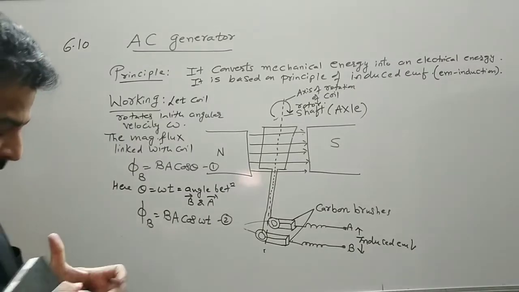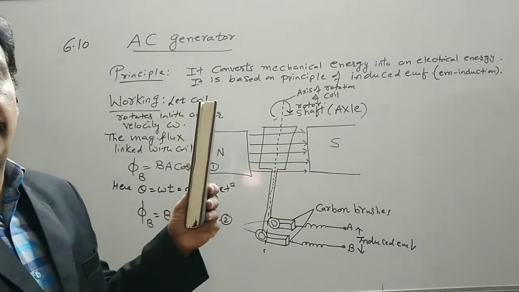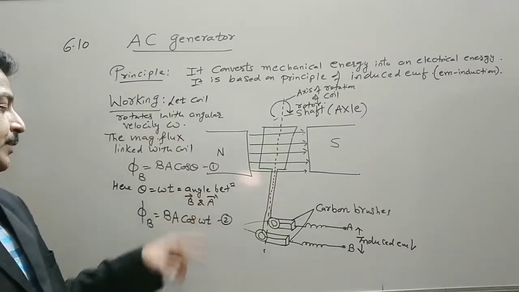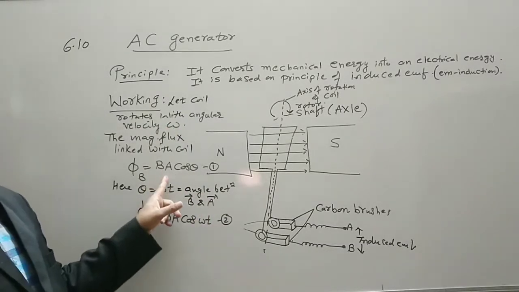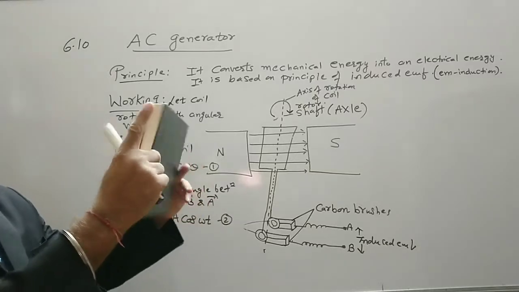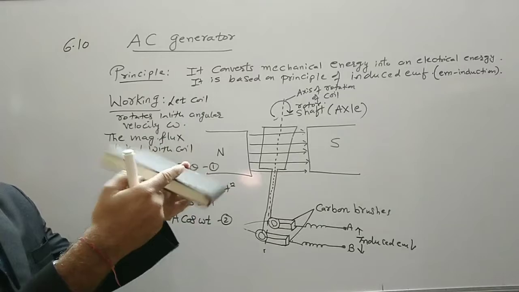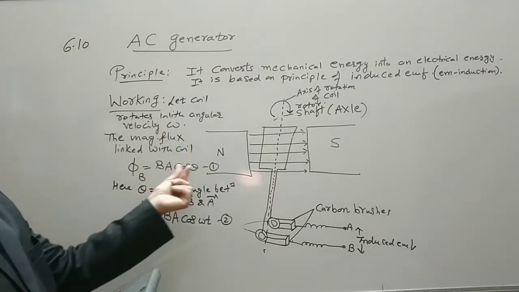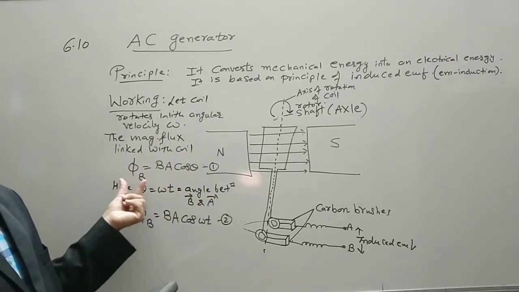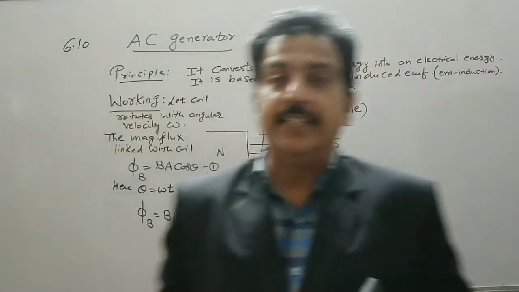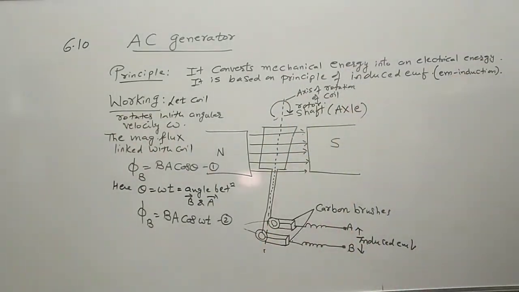Clearly, if I keep a coil like this, the flux is maximum because theta is 0. So cos 0 is 1, and it will become BA. And now when this coil rotates continuously, theta will keep on changing. The change in theta will change the magnetic flux, and according to Faraday's law, we apply Faraday's law and we find that the EMF should be induced.